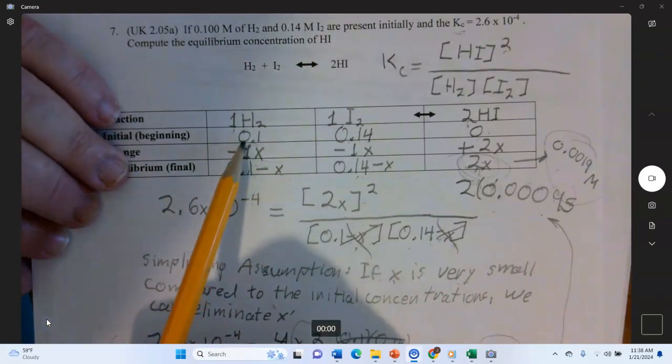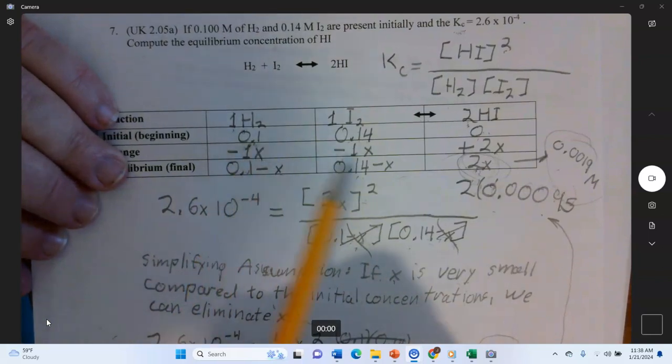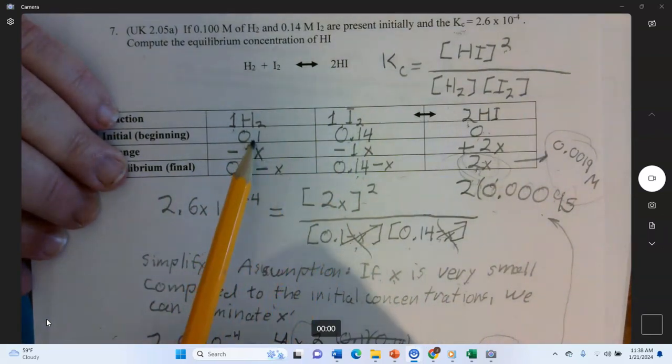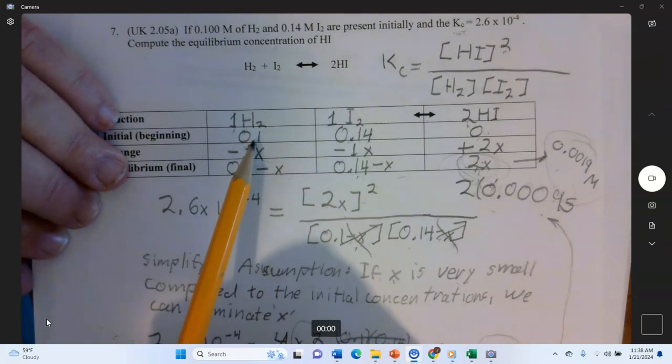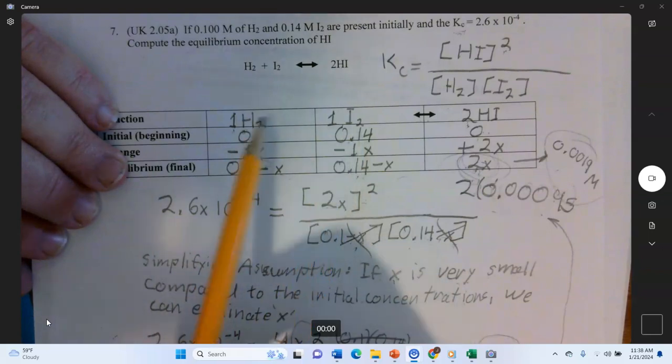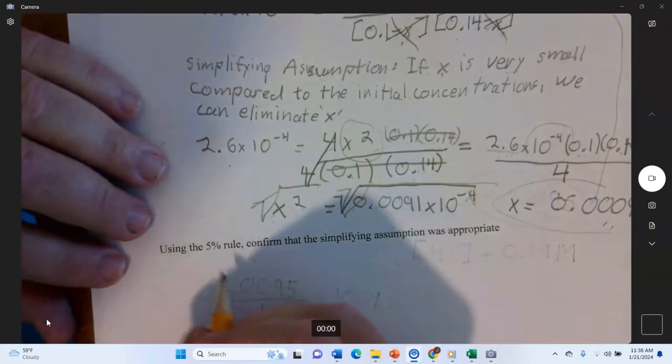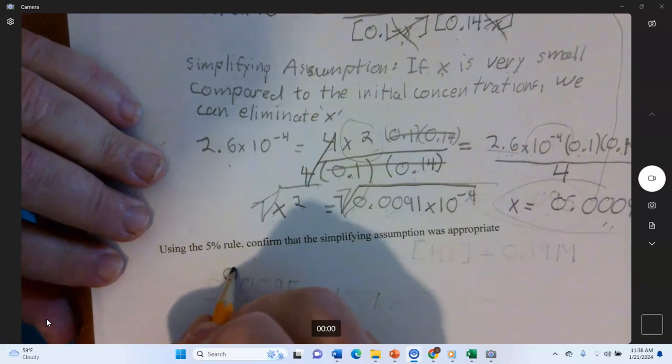So what is the original? Well, you have two different original concentrations, 0.1 and 0.14. So compare it to the smallest of the two, because that's the one it's most likely to be greater than 5% of, the smaller of these two numbers for concentration. So we're going to come down here and do that, and we're going to get this 0.